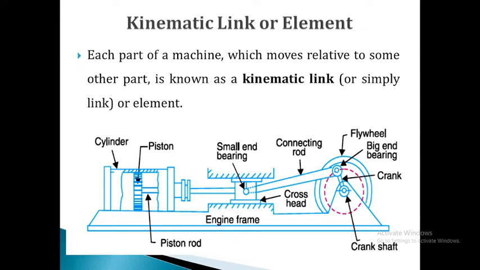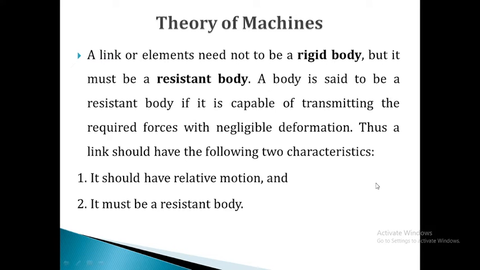Now, a link or element need not be a rigid body, but it must be a resistant body. What is a rigid body? A rigid body is a body on which there is no relative motion between any two points of the rigid body.